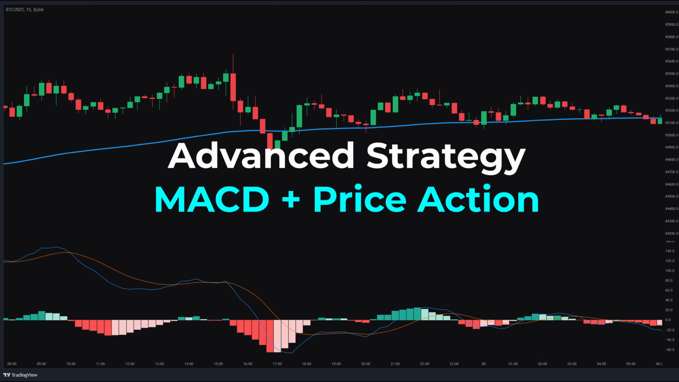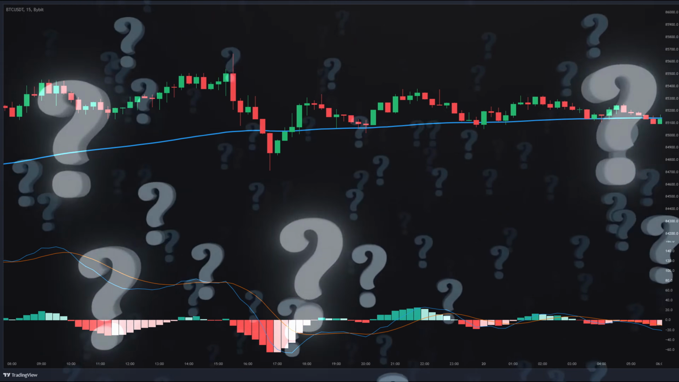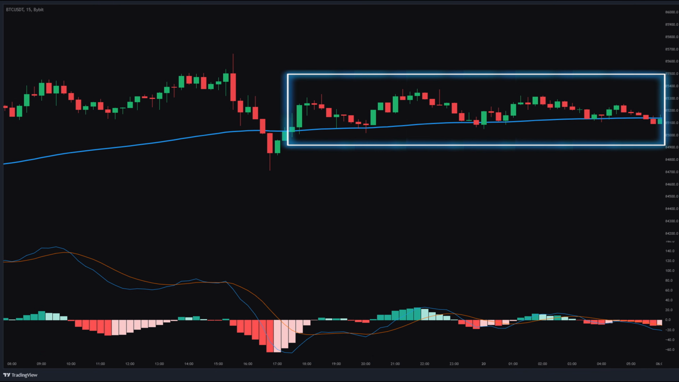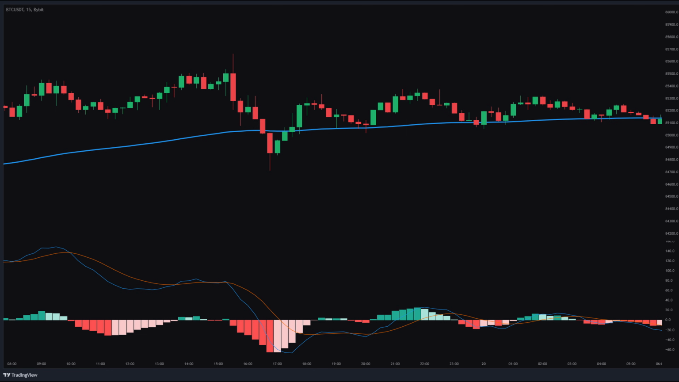Advanced strategy, MACD plus price action. But what if the market isn't trending? What if price is moving sideways in a range? In those conditions, MACD will give a lot of false signals because momentum keeps flipping. So here's an advanced version of the MACD strategy, combining it with price action and key levels.